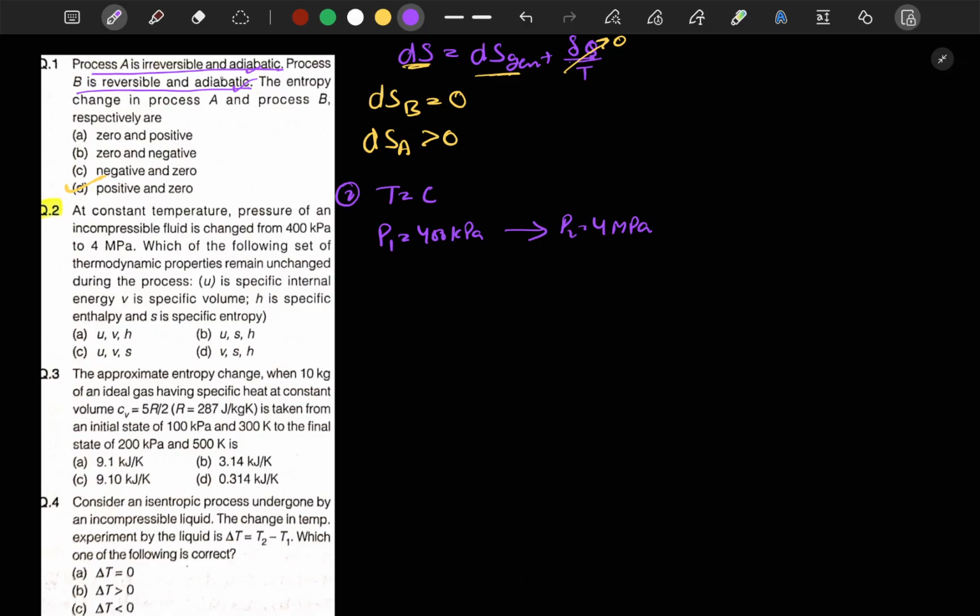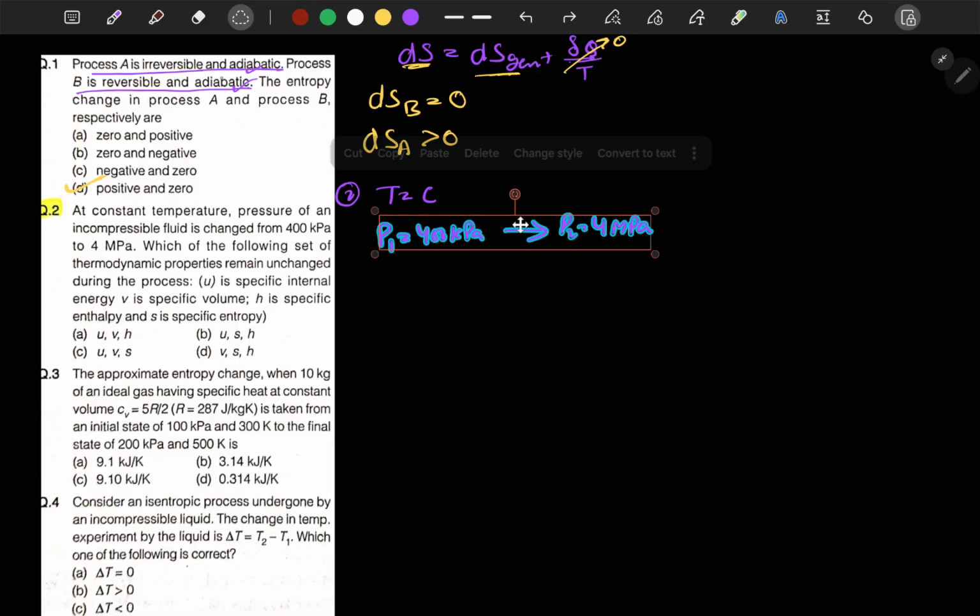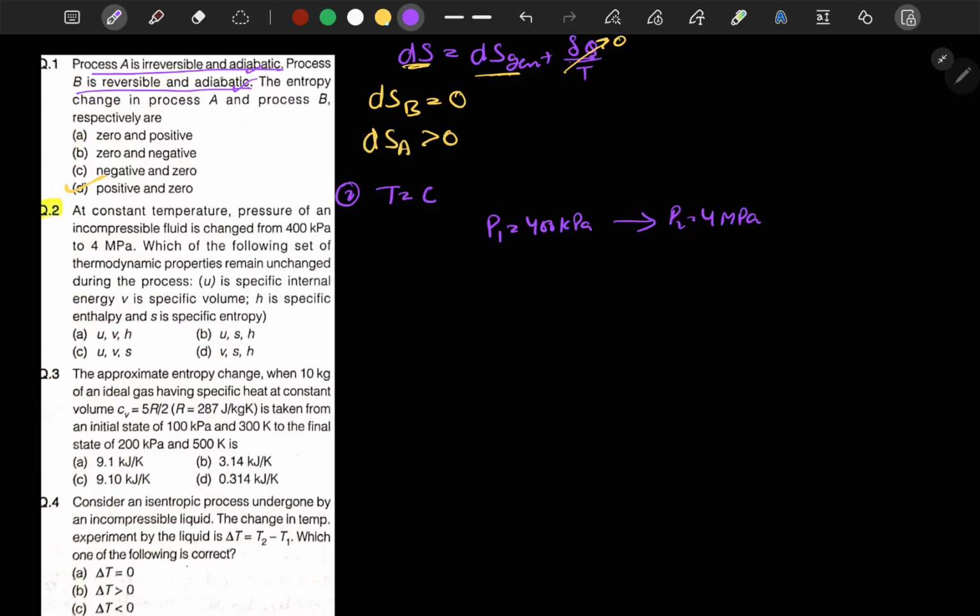So we have given properties. Let's talk about properties. There are a few properties given. The first property is specific internal energy, the second is specific volume, the third is specific enthalpy, and the fourth is specific entropy.